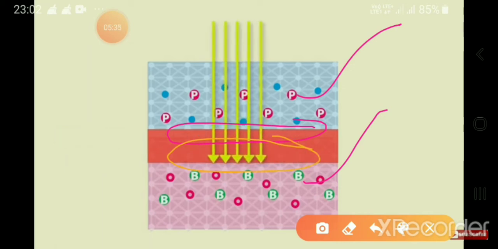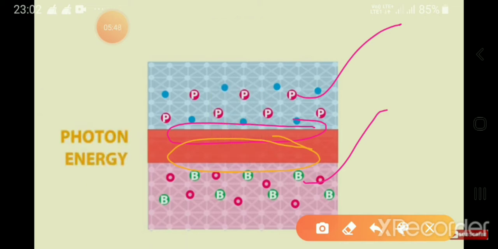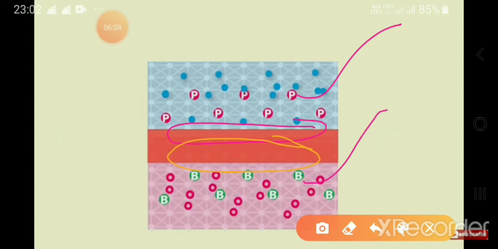An electric field will be formed between the n region and p region. This electric field will provide the necessary force to migrate the electrons from the n region to the p region. When the electrons are moving from the n region to the p region, and when the sunlight strikes the photovoltaic cell, this sunlight penetrates the n region. As you all know, the sun has photons.